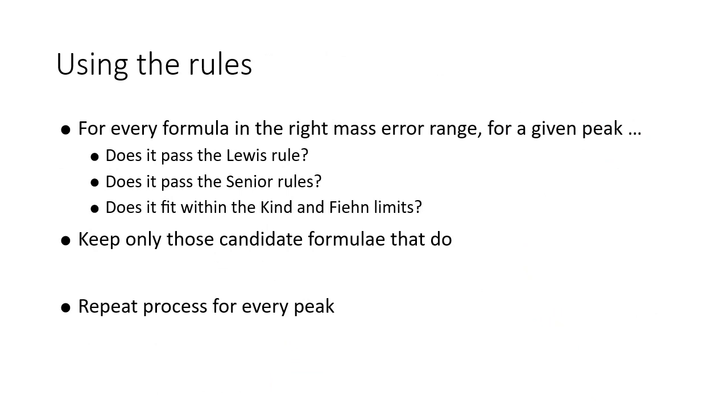So to recap, for every formula proposed by the Dromey Foyster algorithm for any given peak, you should keep only those formulae that pass the Lewis rule, the 3 senior rules, and that fit within the 3 sets of Kind and Fiehn limits. And this process should narrow down your initially long list of possible formulae down to a much smaller, more tractable subset of plausible formulae. And then we'll look at an example of this in a few slides' time.